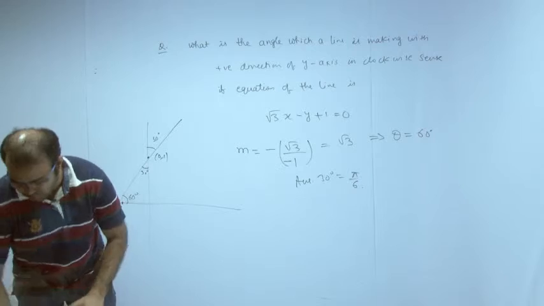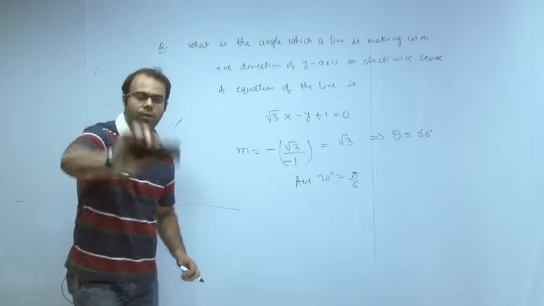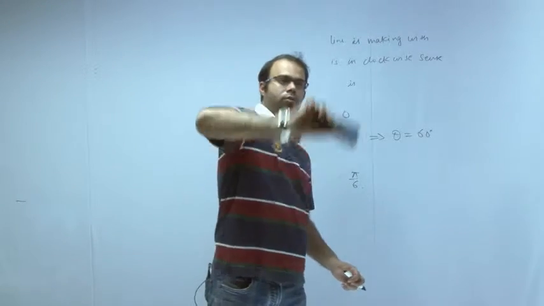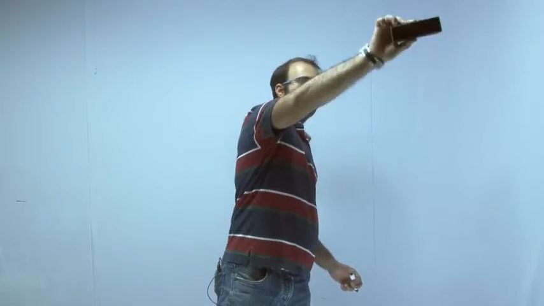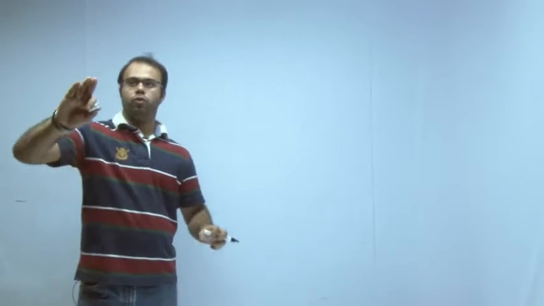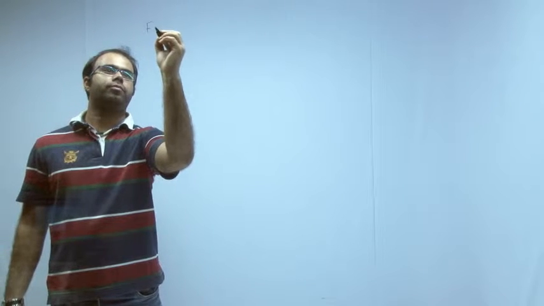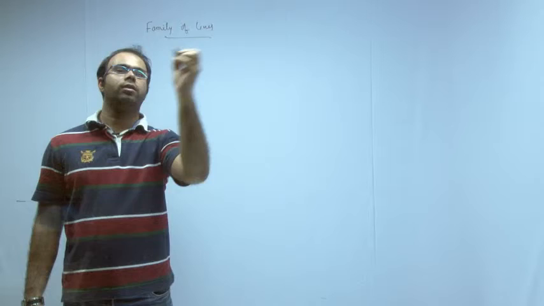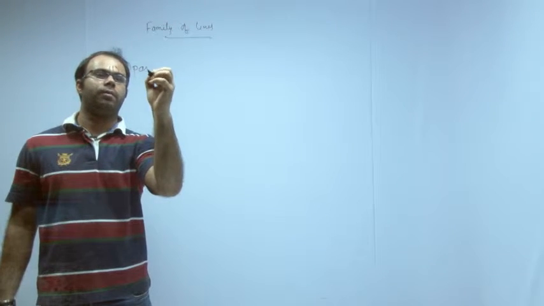Now we come to family of lines. Family of lines is basically the parallel family of lines, the perpendicular family of lines, and lines passing through the point of intersection of two lines. So we say family of lines. First of all, we deal with the parallel family of lines.